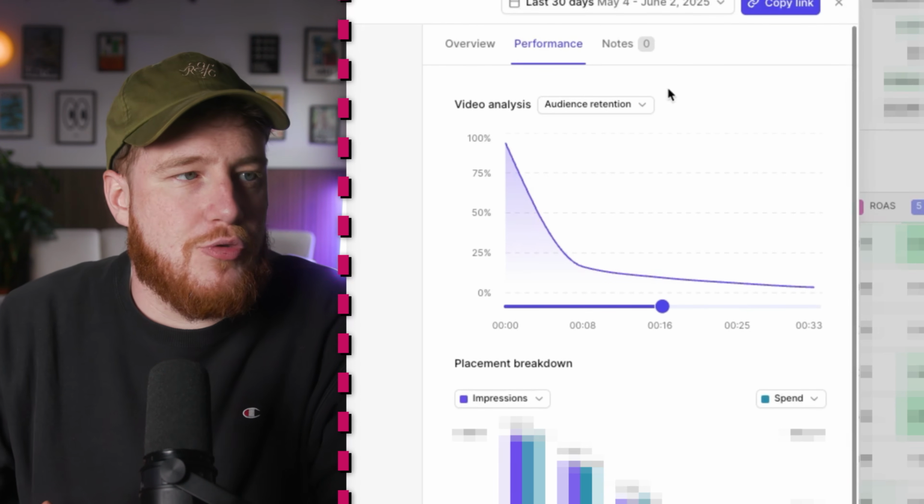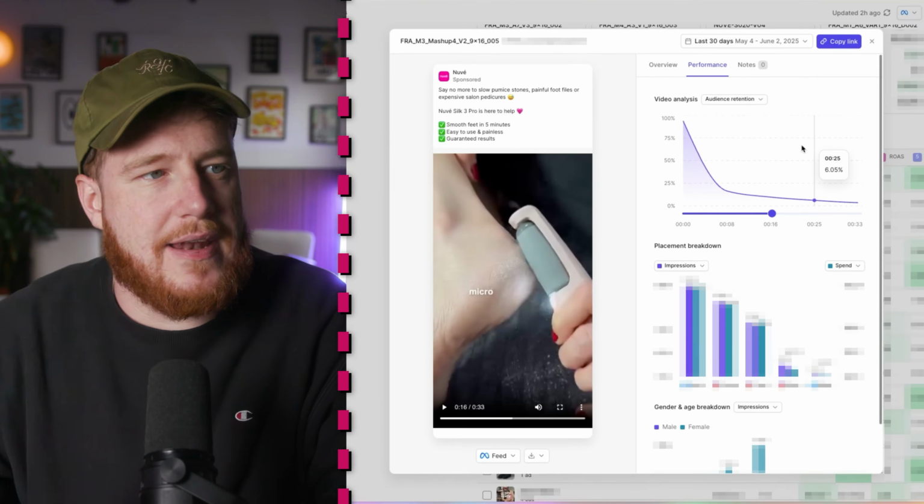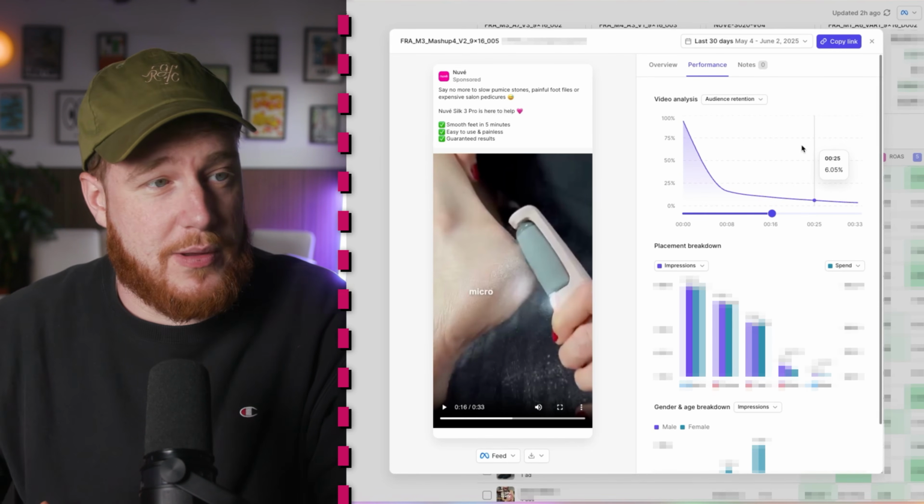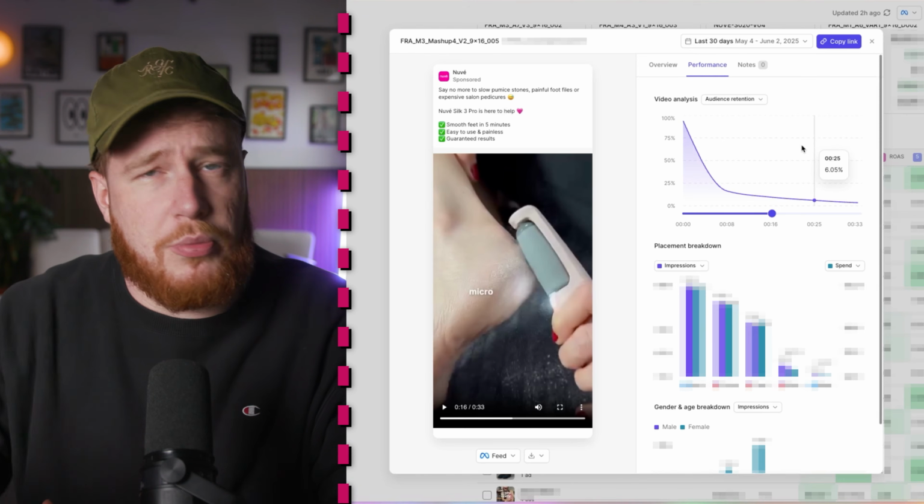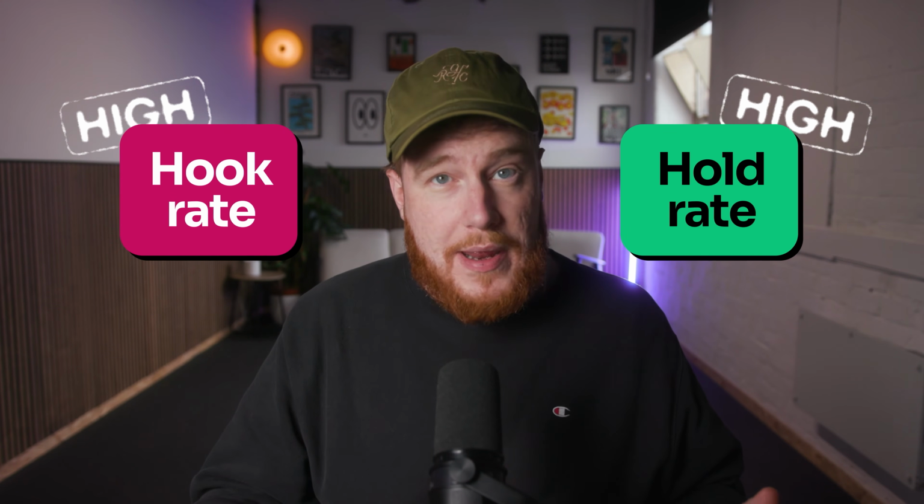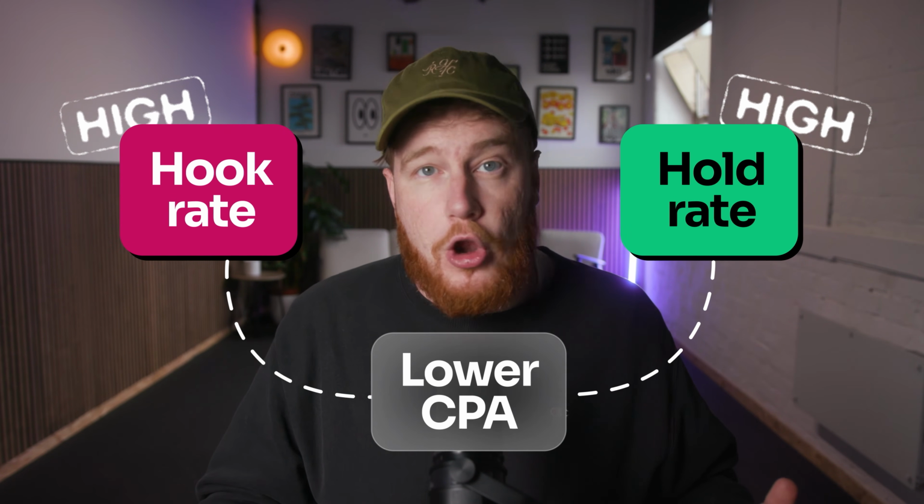So graphs like this can be really useful. You can actually get those in Meta. It's just a little bit harder. It's not always there. Sometimes they decide to put it there, sometimes they don't. So that's why I choose to use something like Motion that gives me those insights all the time. Our goal here is to make ads that have a really high hook rate and a really high hold rate, because both of those will equal out a lower CPA.